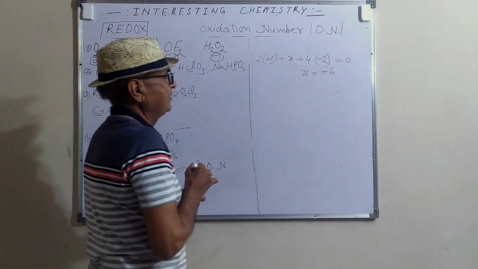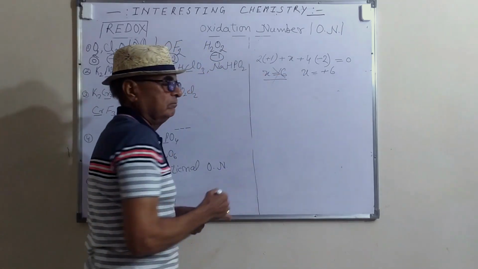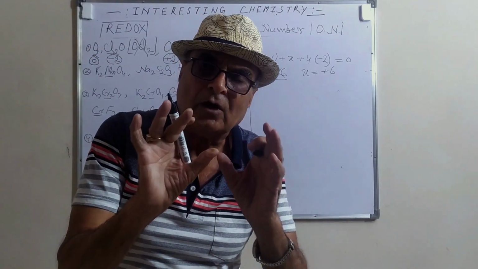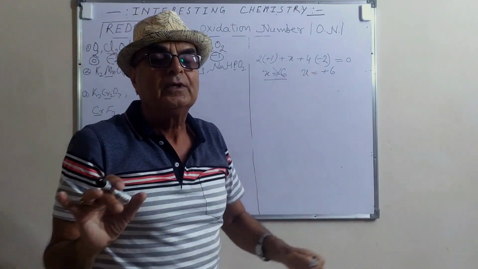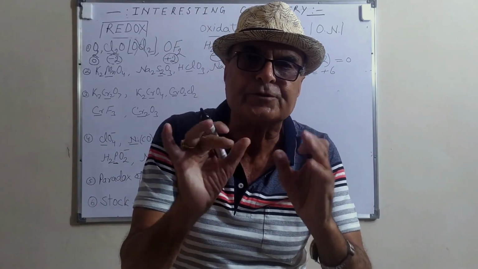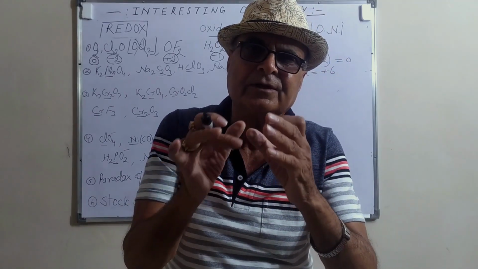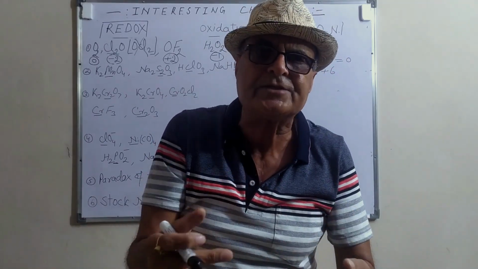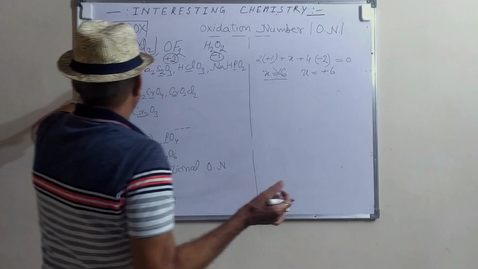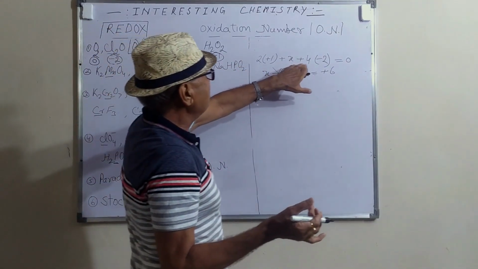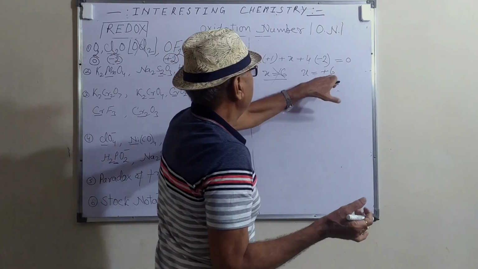If you write x is equal to 6 as the oxidation number, it is wrong. You will get no marks if you write 6, because I told you the oxidation number is always represented with a plus or a minus sign. Always put a plus or a minus sign before the oxidation number. You can calculate: -8 plus 2 is -6, and so x is +6 here.